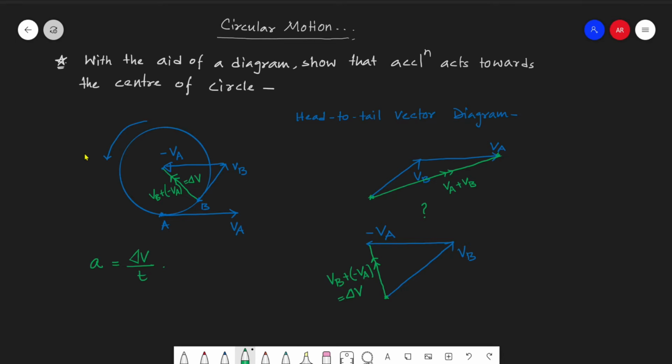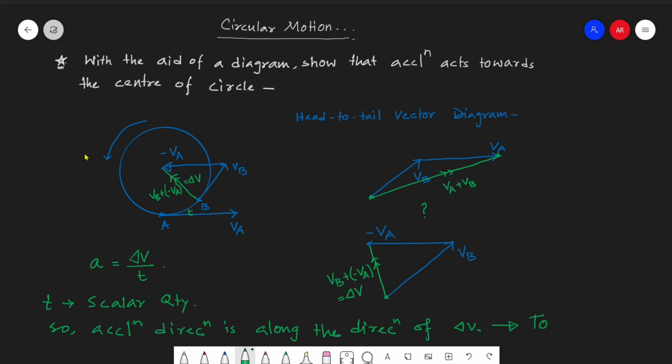And acceleration is, as we know, del V by t, and t is the time that it takes to reach the point B from A. Now the thing is, time is a scalar quantity, it has no direction. So what would be the direction of the acceleration? The direction of acceleration is along the direction of the change in velocity. And we have seen that change in velocity is acting towards the center of the circle. So this is the vector diagram that we drew, and proved that acceleration acts towards the center of the circle.